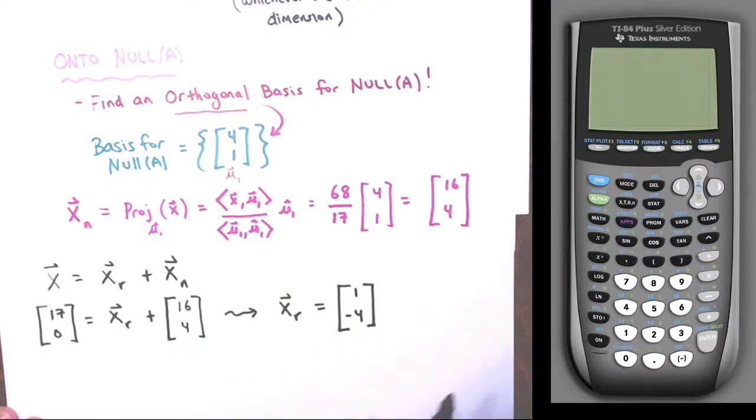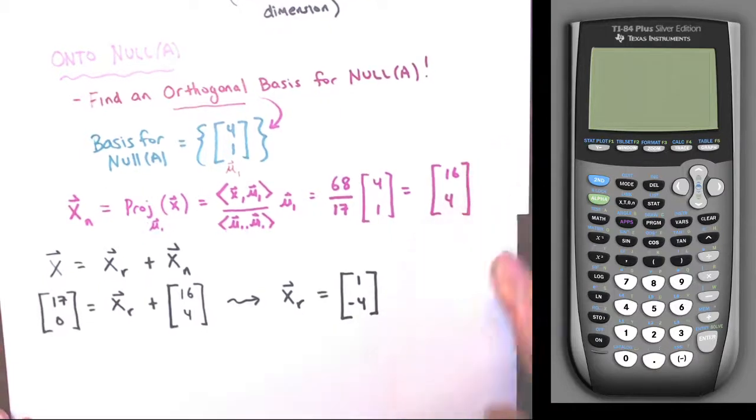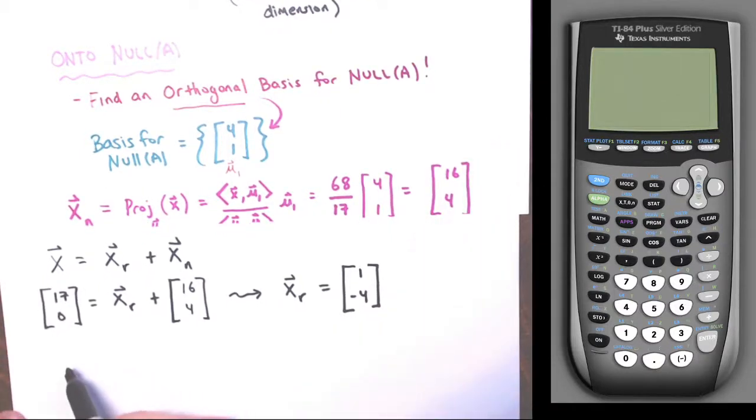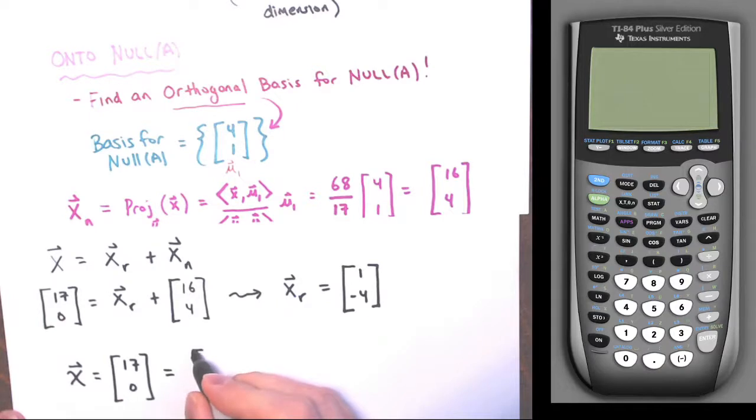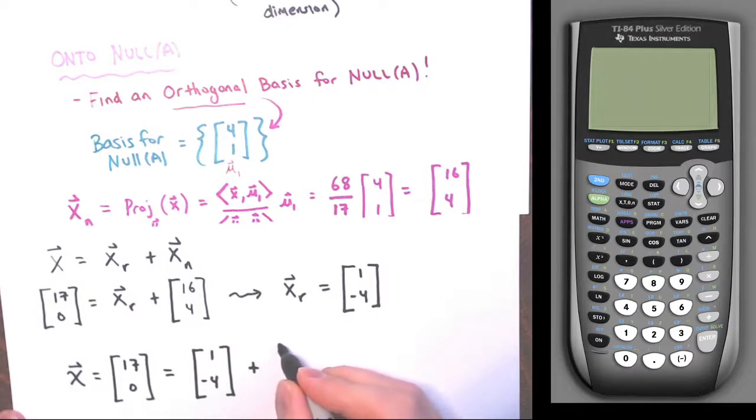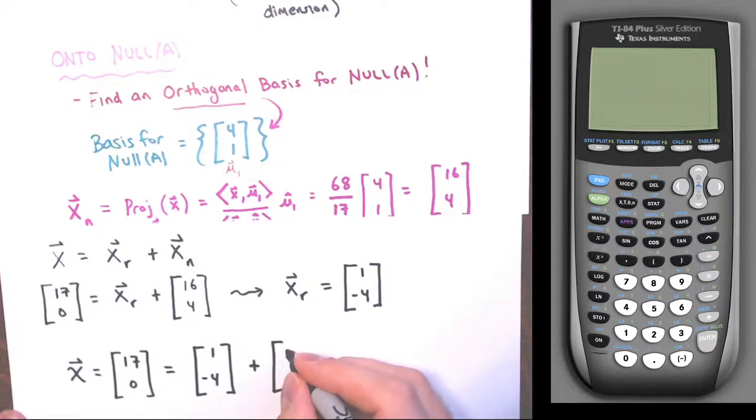All right. So there we have it. All right. So our solution is 17, 0. I can break this up into a vector from the row space, right? 1, negative 4, plus a vector from the column space. I'm sorry, not the column space, the null space. All right, that was 16, 4.